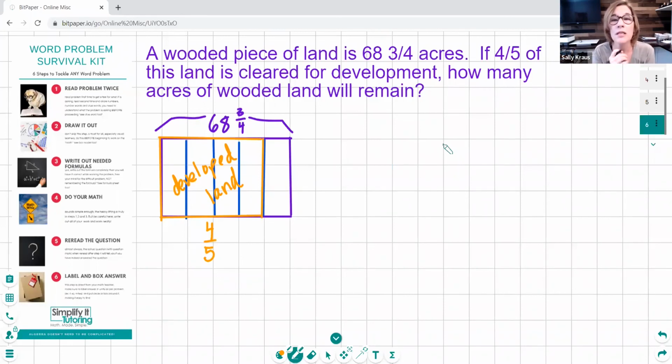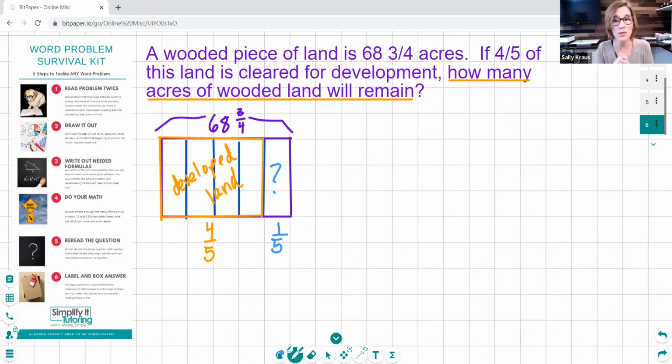And the question is what? Go back into your original problem. How many acres of wooded land will remain? Wooded land, so that's not developed. So what we're looking to find is this part right here. And you know your fractions, how many fractions of that part are left after we develop? 1/5, that's correct. So right now we're still in the draw it out section.